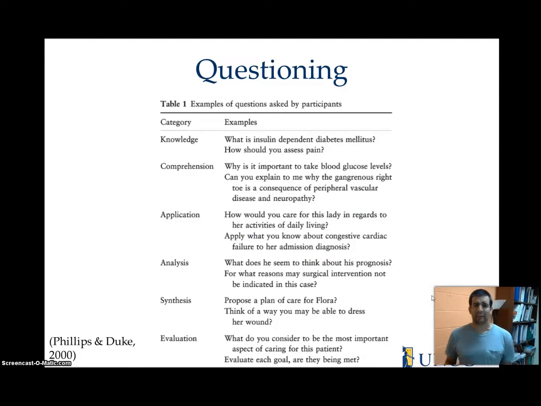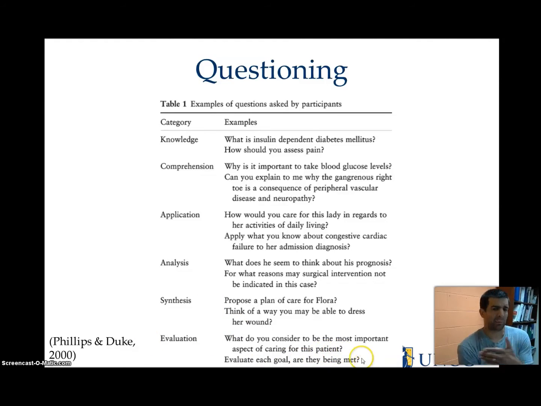This is taking Bloom's taxonomy and including it in the questioning. Now, I apologize, this is actually upside down. So knowledge on the triangle is at the base and evaluation is at the top, so you have to read this upside down. But a good knowledge question: what is insulin-dependent diabetes? Very basic knowledge, going all the way up to evaluate: are the goals being met?